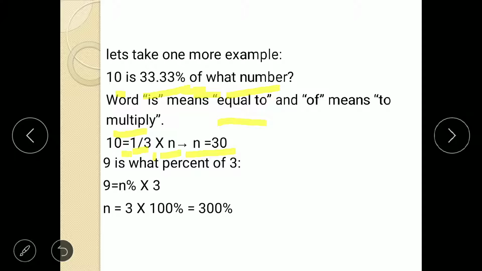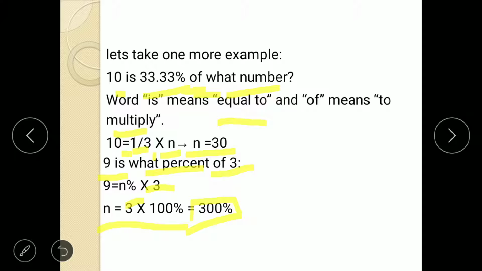Now let's take one more example. It says 9 is what percent of 3? 9 is, again "is" means equal to, what percent? So we have taken n percent of 3. From this calculation, n becomes equal to 9 upon 3, which is 3, into 100%, so it becomes 300%. So this is a way to calculate all the simpler questions using "is" and "of". Remember, "is" is always equal to, and "of" means to multiply with the whole.